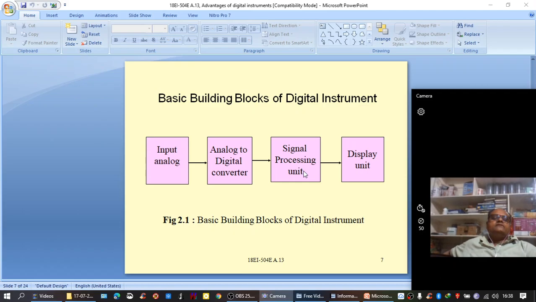Particularly, a microprocessor would be available here. And according to the programming, the processor performs arithmetic or logic operations on the analog input. And the output of this processing unit is given to the display unit. Display unit takes the input from the signal processing unit and produces a numerical display.